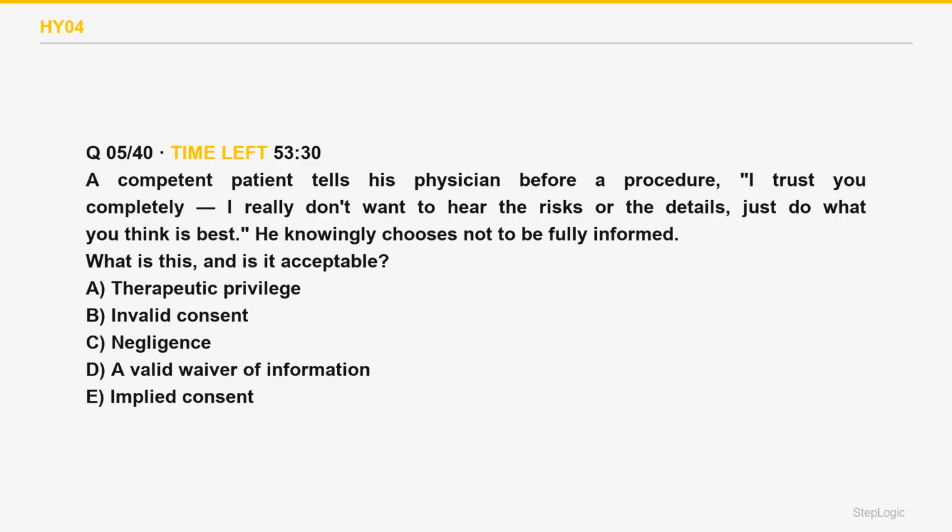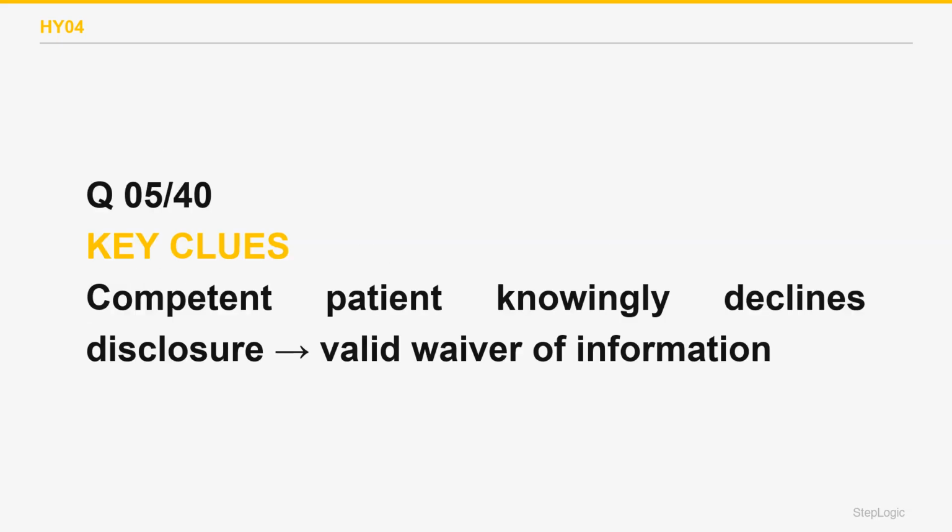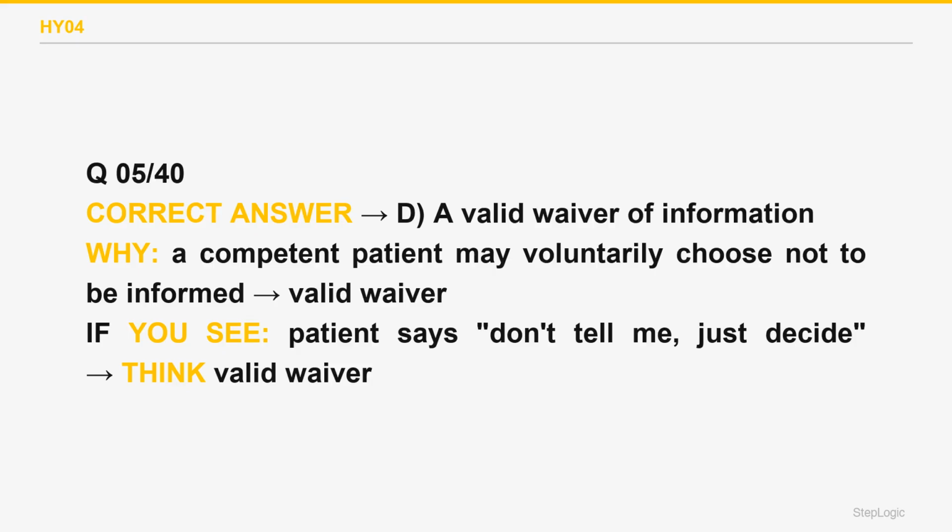A competent patient may decline to be informed. A competent patient may knowingly waive the right to detailed disclosure, choosing not to hear the risks and delegating the decision to the physician. This is a valid waiver of information, as long as the patient understands they are giving up that information voluntarily. Autonomy includes the freedom to decline information, not just to receive it. The correct answer is D.